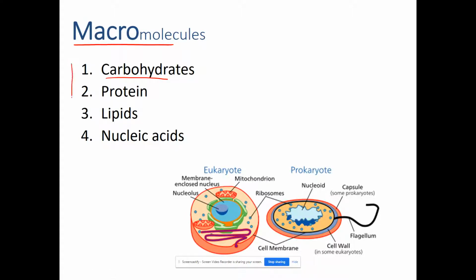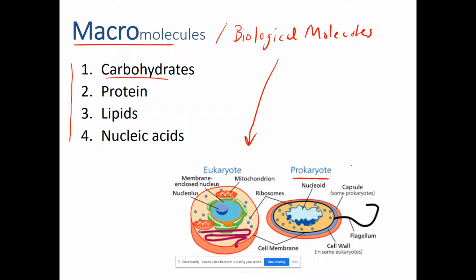We have four main ones in our bodies that make up our cells. We also call them biological molecules. There are four main biological molecules, and they are these four things right here. They are called biological molecules because they make up our cells, right?